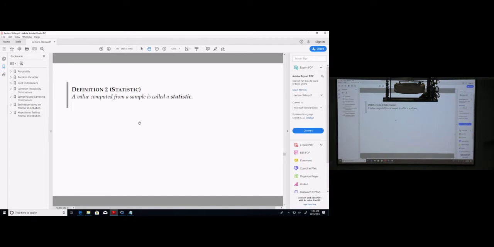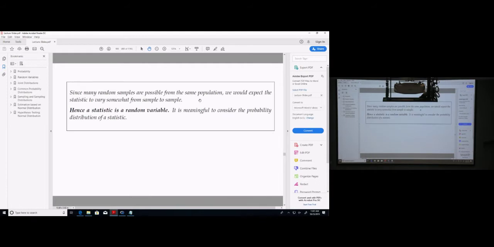So a value computed from a sample is called a statistic. That is the word statistic without the s. All right. So it is singular here. But the subject is called statistics with an s. Okay, so since many random samples are possible from the same population, we would expect the statistic, the number that you calculate from one particular random sample, to vary somewhat from sample to sample. So hence, a statistic is a random variable. This is crucial to recognize. It is meaningful to consider the probability distribution of a statistic.